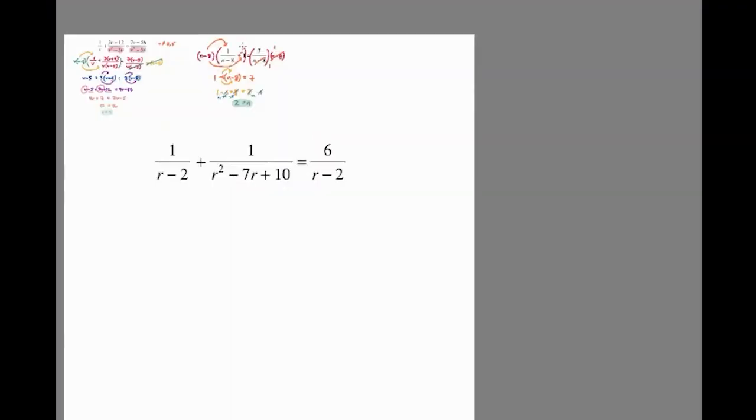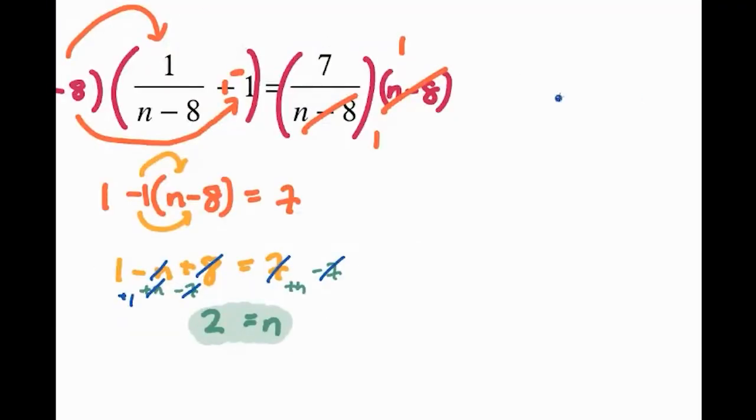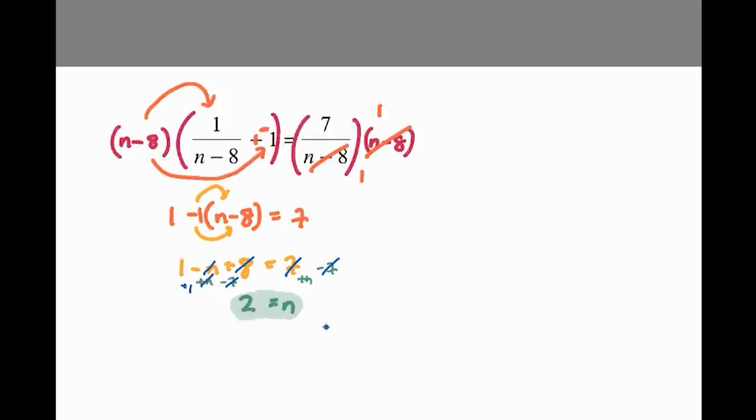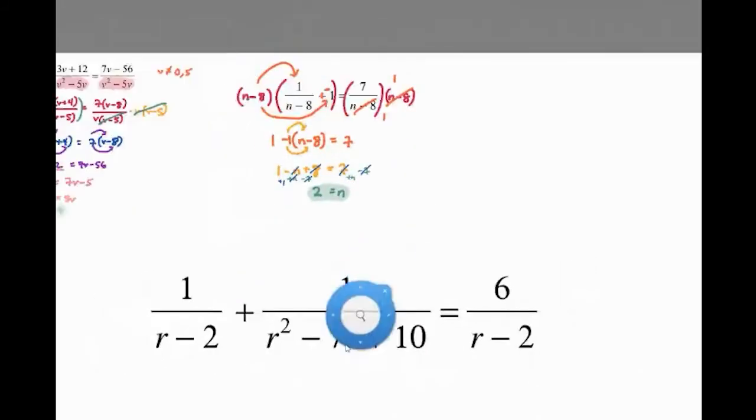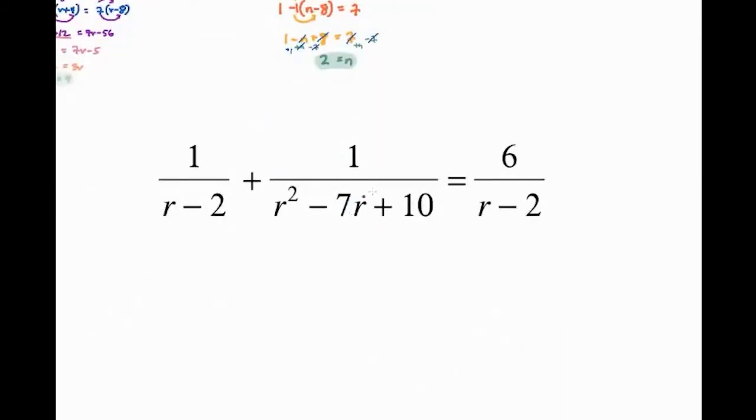Oh, wait, real quick, I forgot that the excluded value for this is 8. n can't be equal to 8 because you'd be dividing by 0, but it doesn't matter. It is still good to look at that, though. I just knew that it wasn't part of the answer.